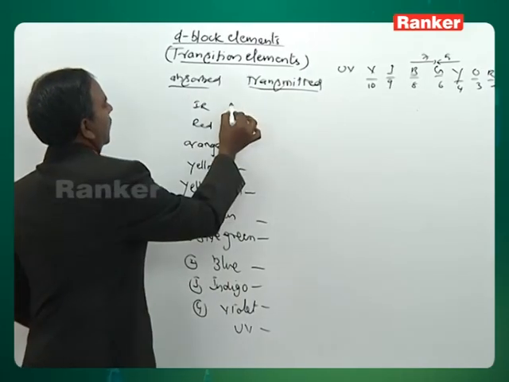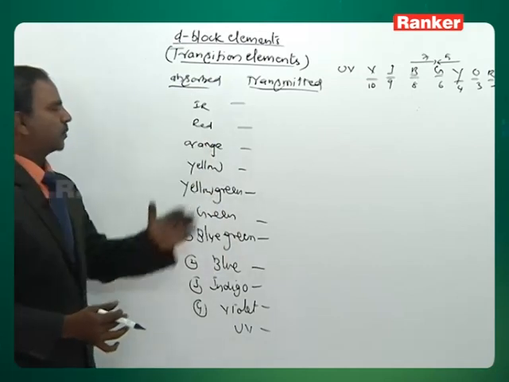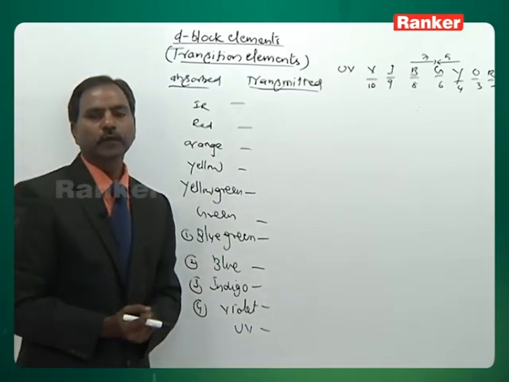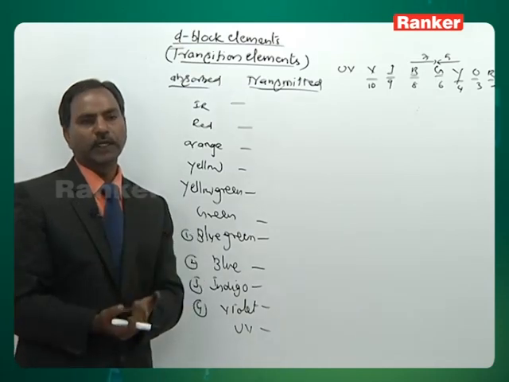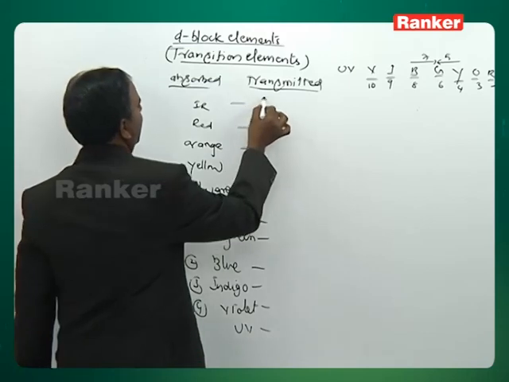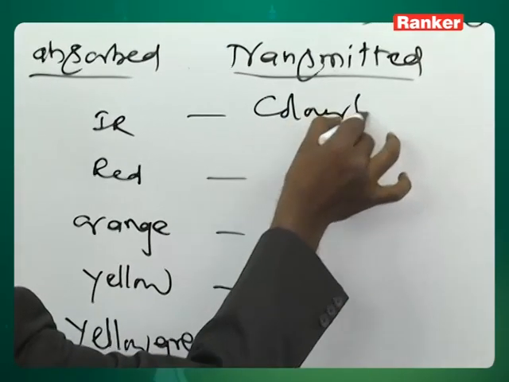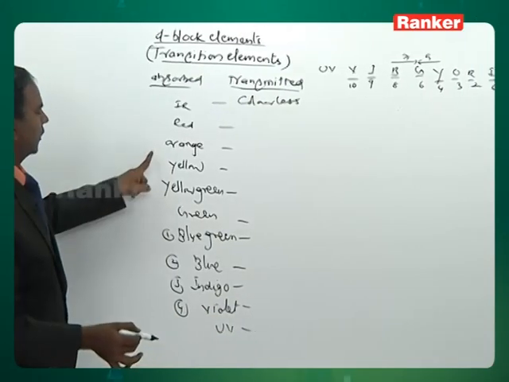Now see this particular infrared. You know this particular infrared is what? Invisible. Look at here. Once invisible is absorbed, invisible only is transmitted. Therefore, once infrared is absorbed, it will be colorless. Infrared, colorless.